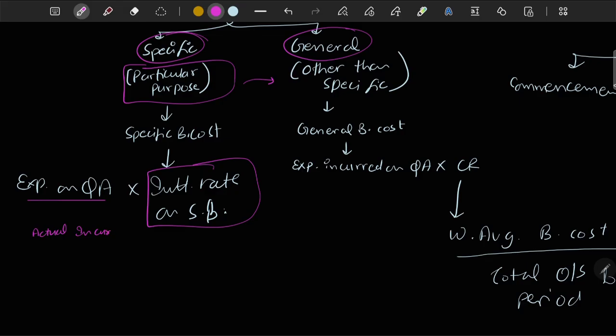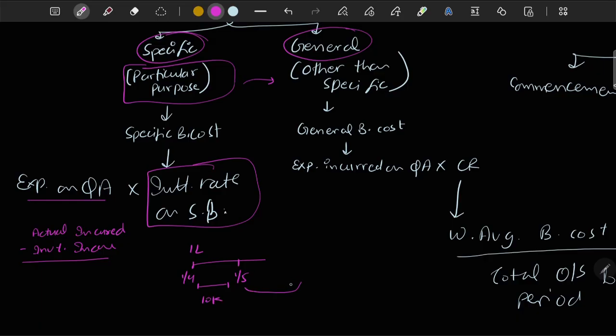Okay, and further provided that if during that period there is any investment income earned on that borrowed fund, then that amount is also deducted from this. So if you have borrowed 1 lakh rupees on 1st April and till 1st May you have not used any of the funds but you have invested them, because in that period the expenditure on the qualifying asset has not started, and you have earned interest of 10,000.